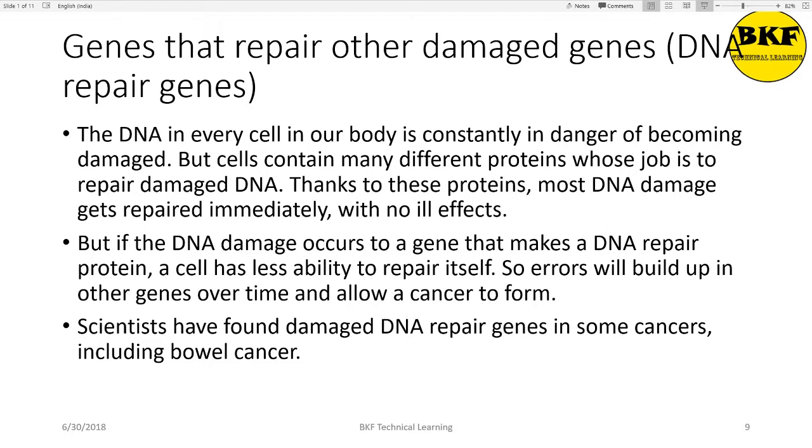Genes that repair other damaged genes, DNA repair genes. The DNA in every cell in our body is constantly in danger of becoming damaged, but cells contain many different proteins whose job is to repair damaged DNA. Thanks to these proteins, most DNA damage gets repaired immediately with no ill effects. But if the DNA damage occurs to a gene that makes a DNA repair protein, the cell has less ability to repair itself. So errors will build up in other genes over time and allow a cancer to form. Scientists have found damaged DNA repair genes in some cancers, including bowel cancer.